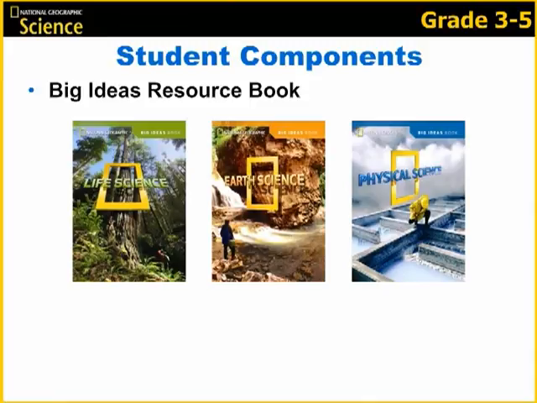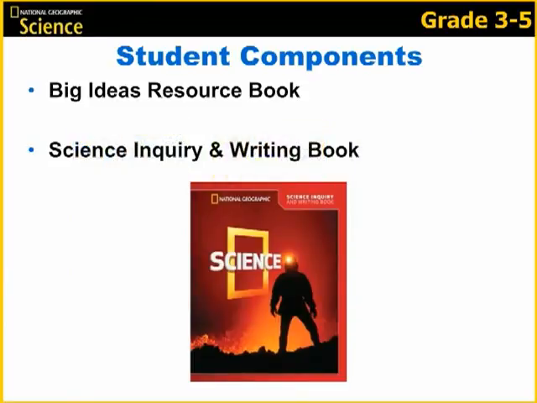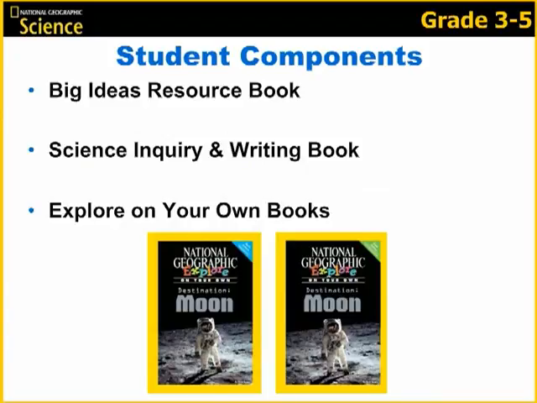As a reminder, at each grade level, 3rd, 4th, and 5th grade students will have one Big Ideas book for each of the science strands: Earth, Life, and Physical. They will use one science inquiry and writing book all year long as they work through the inquiry activities, and they will have access to a variety of Explore on Your Own books for each unit. These are independent reading leveled books that help extend the content learning. Before we move on to the teacher resources, let's take a few moments to see all of the resources that are available for students right at their fingertips in the Big Ideas book.